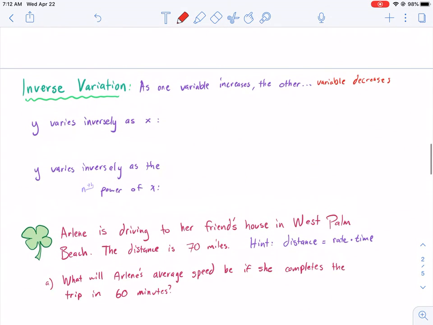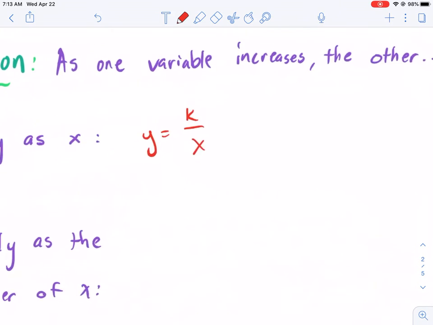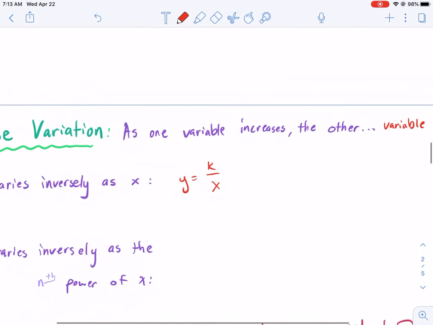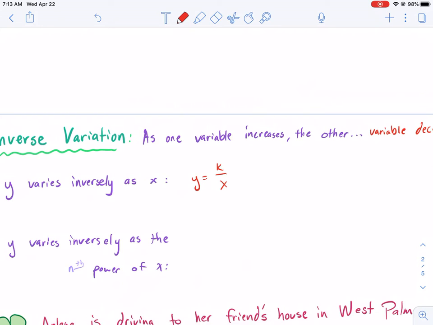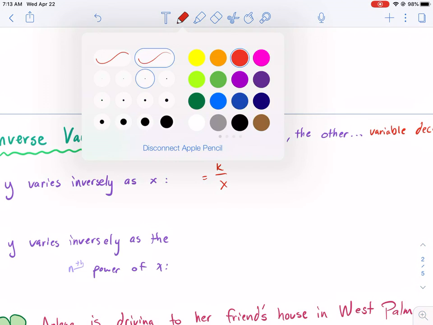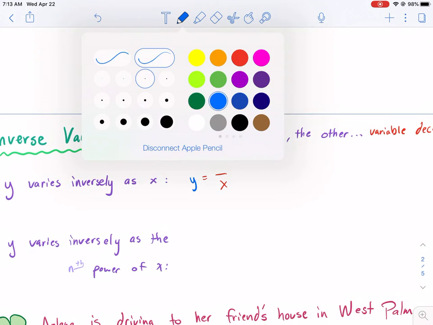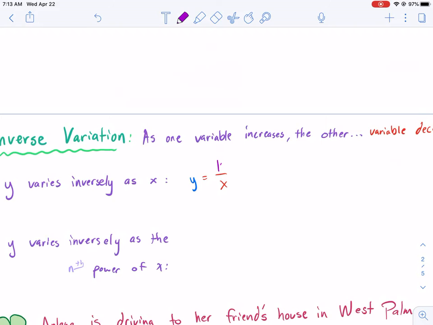So y varies inversely as x has this relationship, y equals k over x. This is just saying there's some constant k. It could be any number. And then x needs to be in the denominator, okay? So let's designate that. Let's change the color of the y here to blue. Let's change the k to purple, just so you can see that k absolutely needs to be in the denominator.